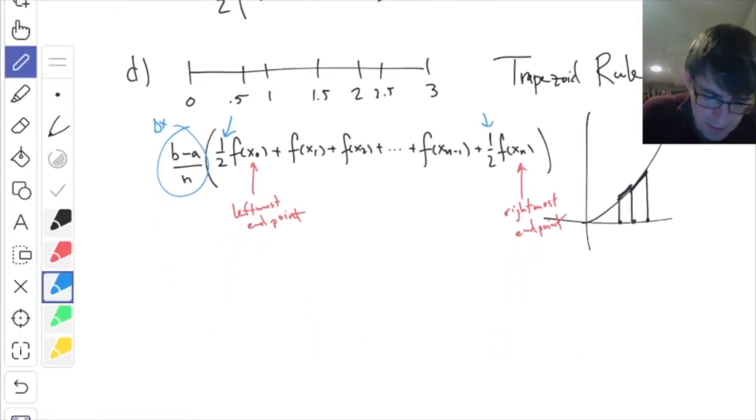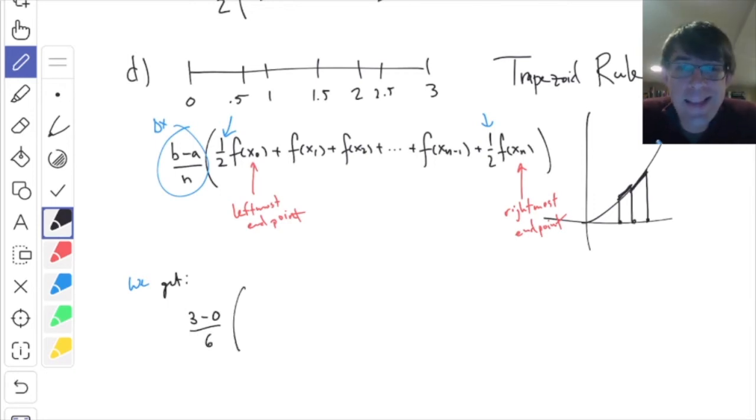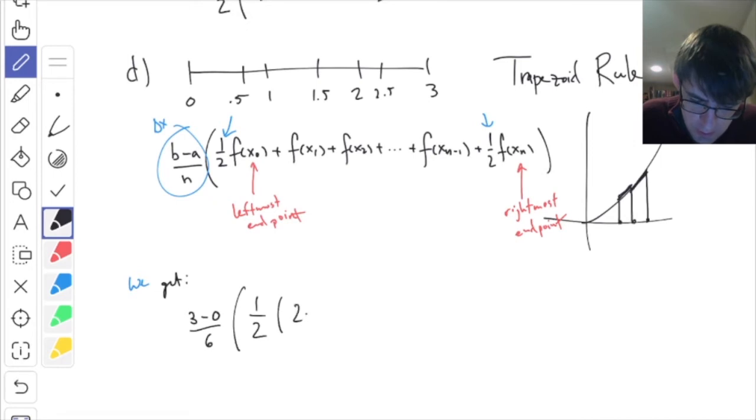What about b minus a over n? We get b minus a over n out front is 1/2. If you want to plug in for all of those, it would be 3 minus 0 over 6, which of course is 1/2. And then I'm going to use the trapezoid formula. You put 1/2 on the first one, and then plug in as usual to the function. So it's 2 times 0 cubed plus 4. Remember, that's what our function was.